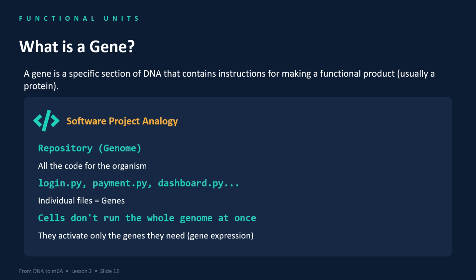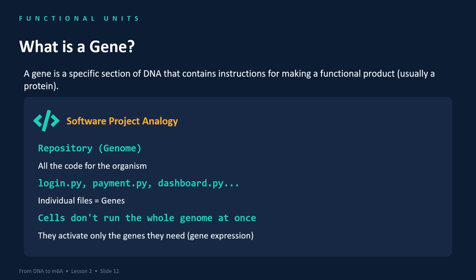So what exactly is a gene? A gene is simply a section of DNA that contains instructions for making something useful, usually a protein. Using our software analogy again, your entire genome is the repository. Each gene is like an individual source code file. One might represent login functionality. Another might handle payments. Another might manage user profiles.